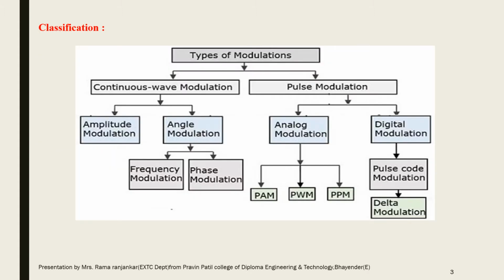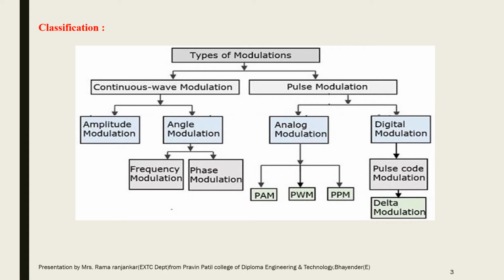Let's see the classification. Modulation is classified into two types: continuous wave modulation and pulse modulation. Continuous wave modulation again is of two types, amplitude and angle modulation. Angle modulation is further classified as frequency modulation and phase modulation.